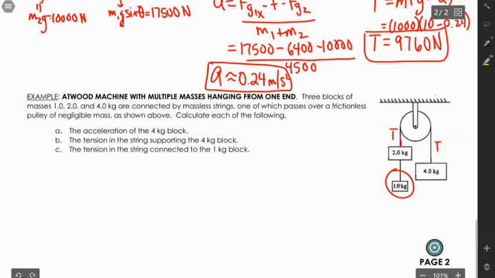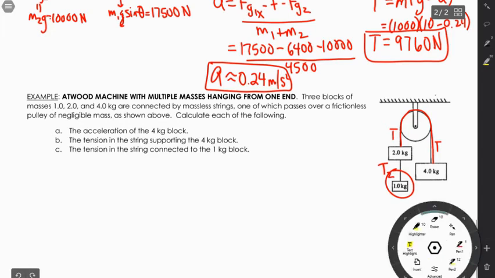So if we're looking at this string here, the tension on the left equals the tension on the right. And then this tension down here would be its own tension, right? Let's call that T1, because that would be the tension in the 1 kilogram block. That's what we'll call it, T1. But the other ones are just called T.